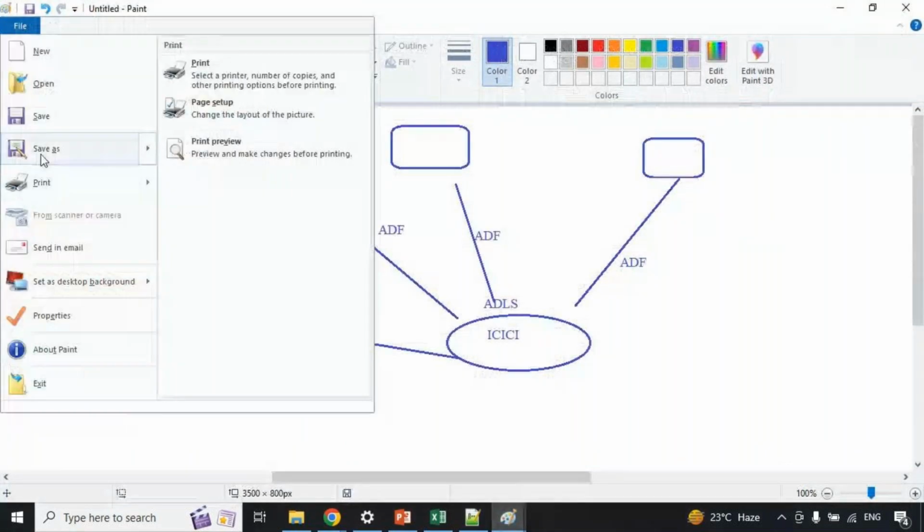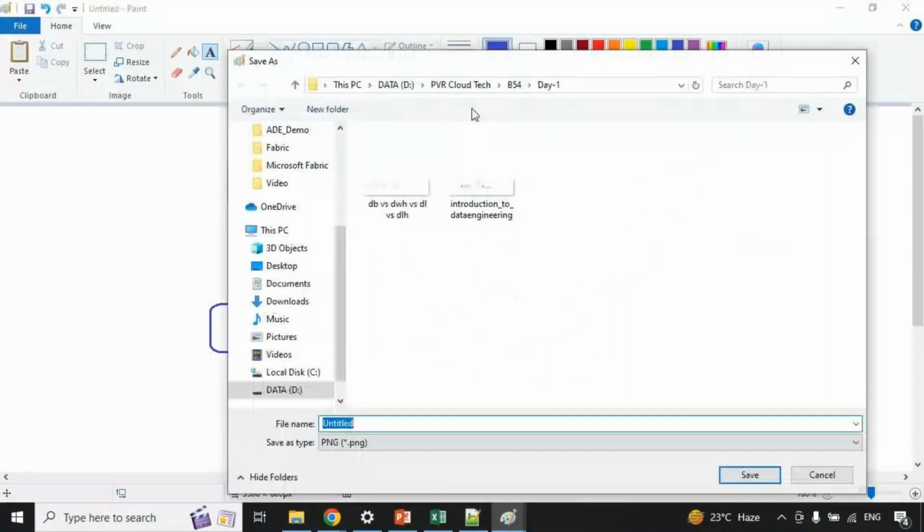One second, let me stop. Azure Data Engineering Services.